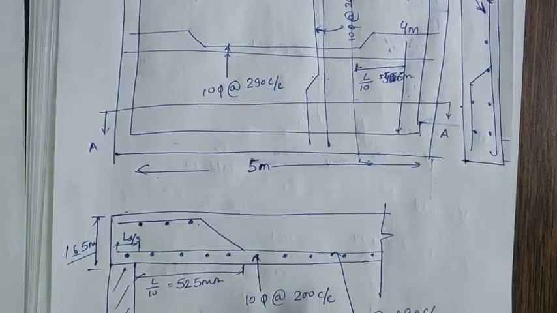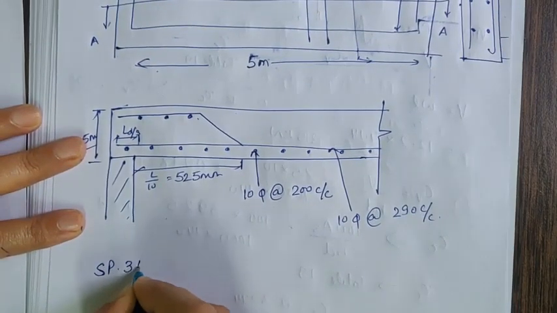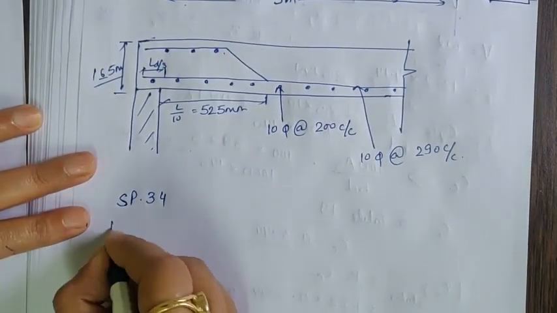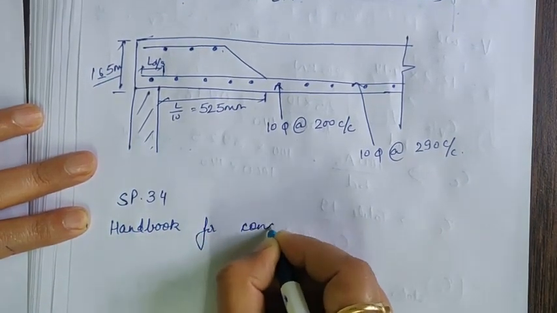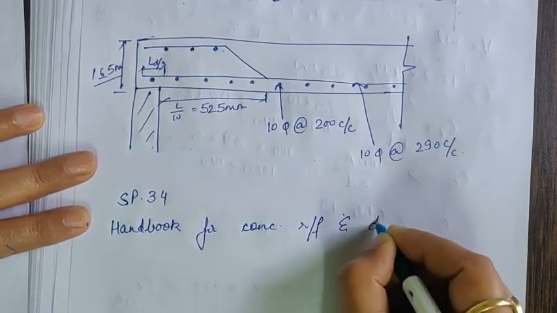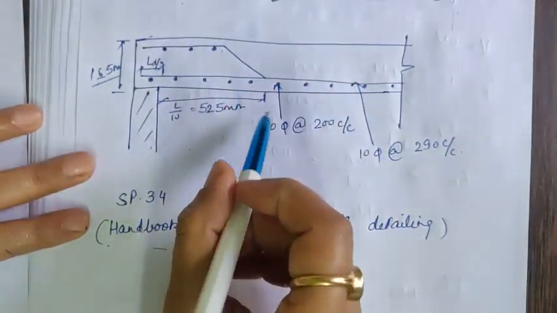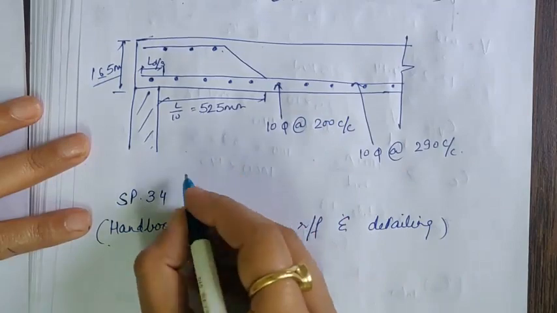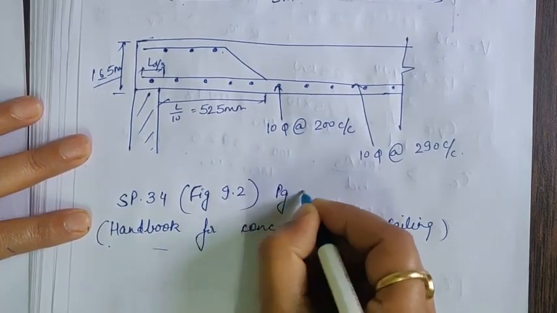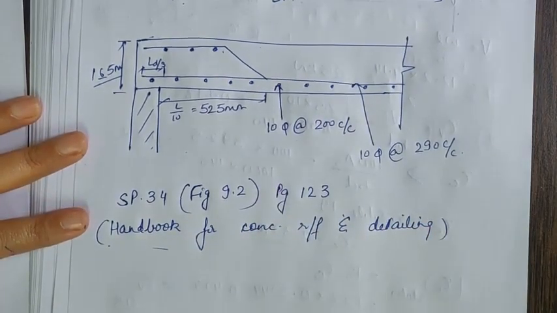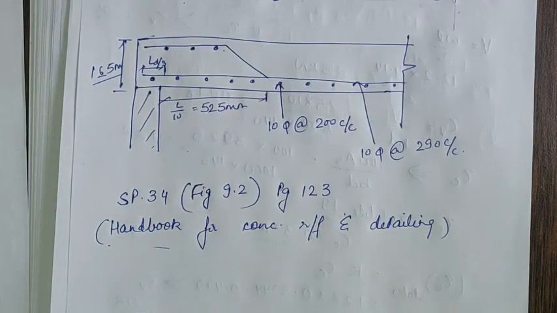And if you want to look into the code that has all the reinforcement detailing, this reinforcement detailing is given in SP 34, that is Handbook for Concrete Reinforcement and Detailing. Okay, this particular detailing of two-way slab that is not restrained is given in figure 9.2, page 123 of that code. Is that thing okay? So that's all about the design of two-way slabs that is not restrained.